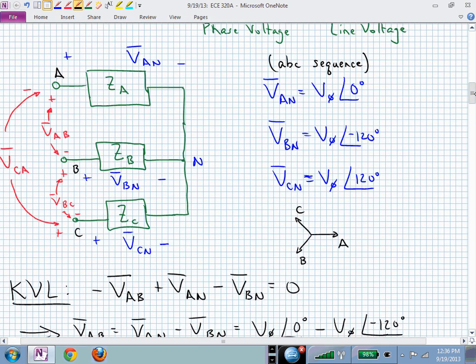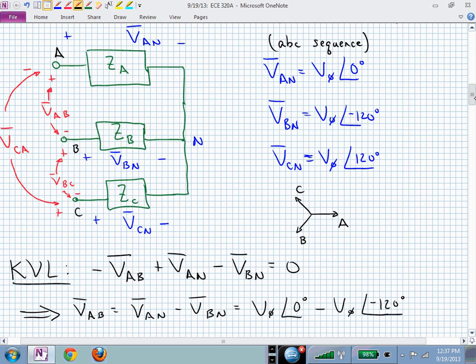Last time we started with KVL, let's say around that top mesh with the air gap voltage VAB. We go into the negative terminal of voltage AB, we come down through VAN, and then we enter the negative terminal of V sub BN. We solve that for V sub AB, and substitute in the assumed structure for the phase voltages, the A phase and the B phase, with the magnitudes being equal. All we really have to do is remind ourselves how to go from polar to rectangular, which is cosine x plus j sine x. In this case, it's cosine theta plus j sine theta.